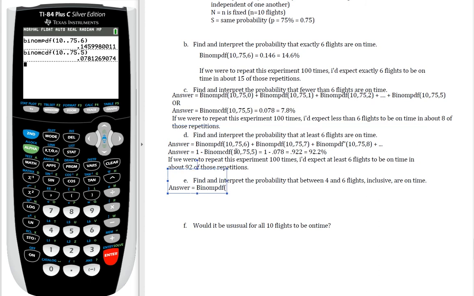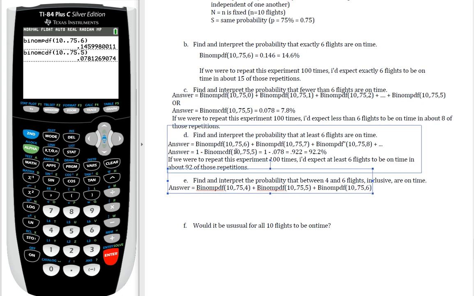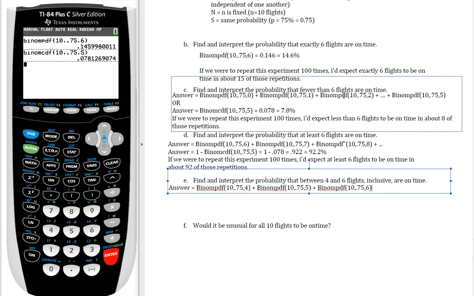So Binomcdf, since I want between 4 and 6 inclusive, what that means is 4, 5, and also 6. Or really 4, 5, or 6. So Binomcdf of 10, 0.75 and 4, plus Binomcdf of 10, 0.75 and 5, plus Binomcdf of 10, 0.75 and 6. Those are the only 3 I need. That's not too bad, particularly compared to the previous ones that would add 5 or 6 of these things. This is only 3 of them. This one I'd probably do myself with just those 3.